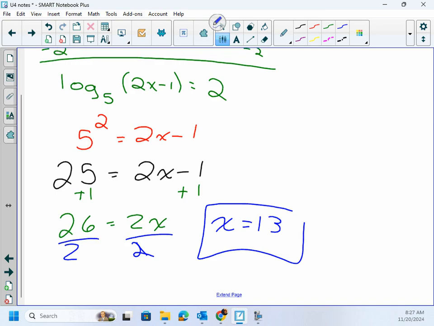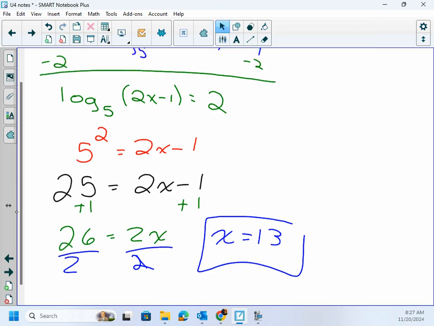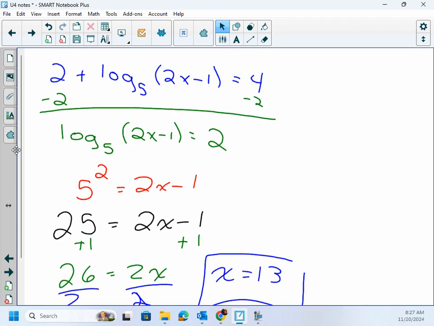And again, because it's a log, I'm going to just verify it. I'm going to go up here to the top. And I'm going to say when I put in 13 in here, 2 times 13 minus 1 does give me a positive number, I'm good to go. If it doesn't give you a positive number, then there is no solution.